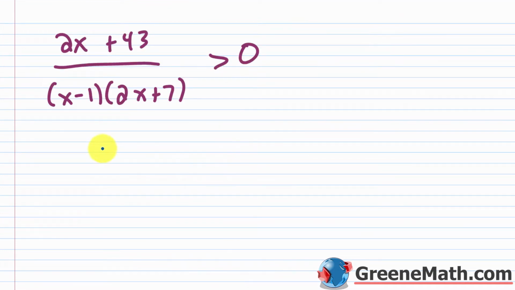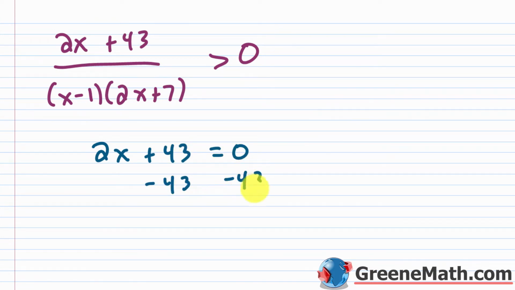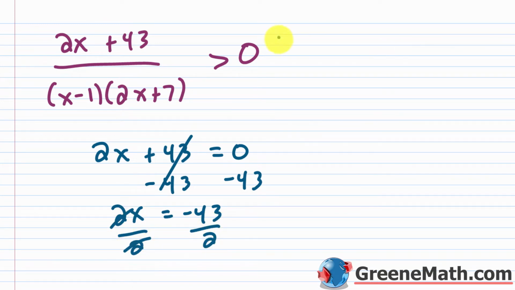Okay, from here, I'm going to take my numerator, which is 2x plus 43. I'm going to set that equal to 0 and solve that. So let's subtract 43 away from each side of the equation. We'll cancel this. We'll get 2x is equal to negative 43. Divide both sides of the equation by 2, we'll cancel this. And we'll say over here that x is equal to negative 43 over 2. So that's one critical value, and this one's from the numerator.